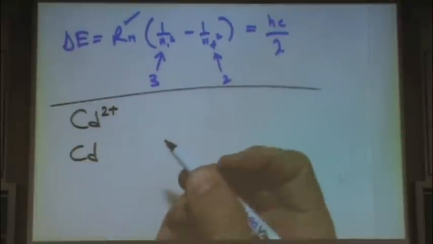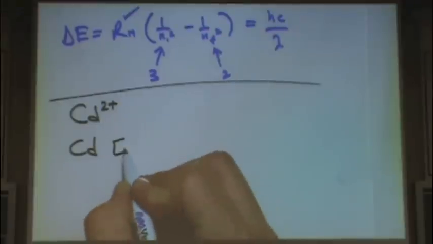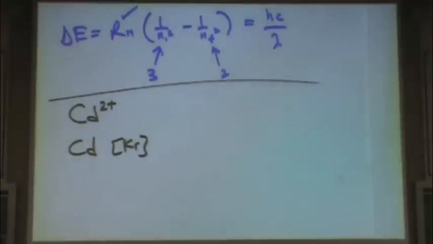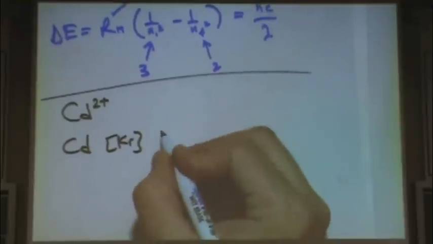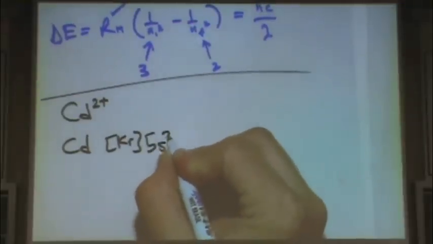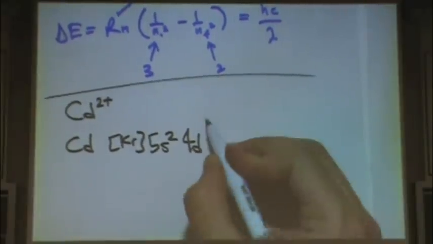So for neutral cadmium, you go to the previous noble gas, so that would be krypton. Krypton, and then cadmium's in the second column, so it'd be 5s2, 4d, all the way over, 10. Okay?